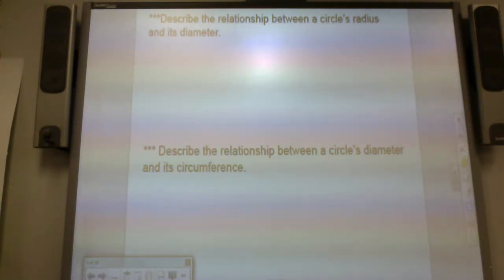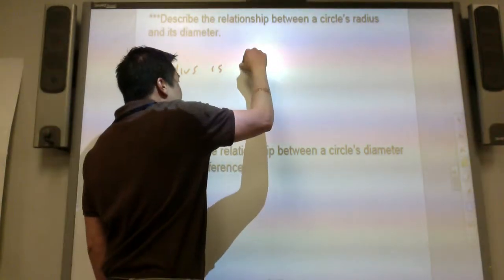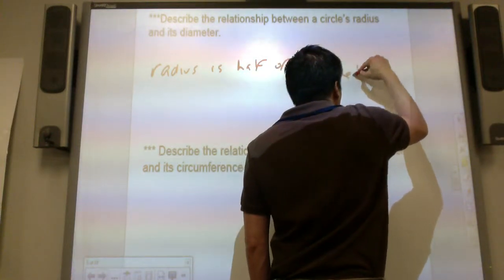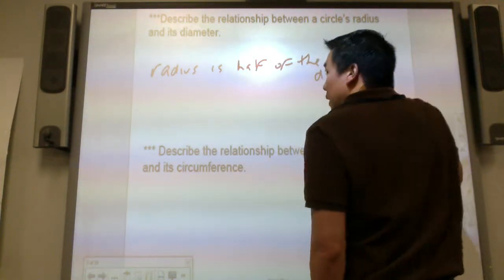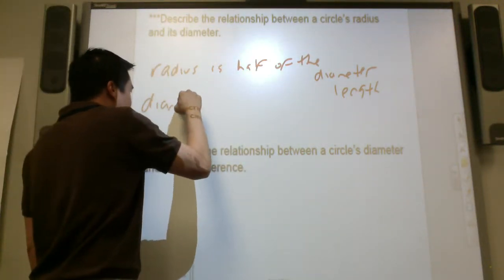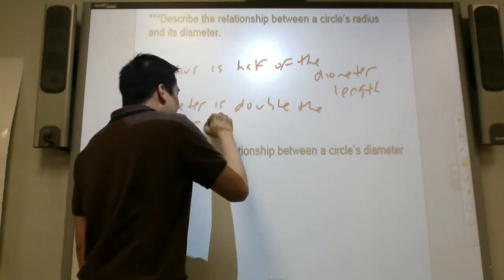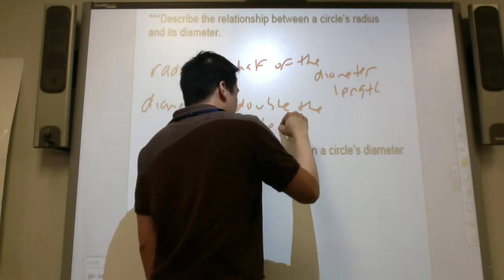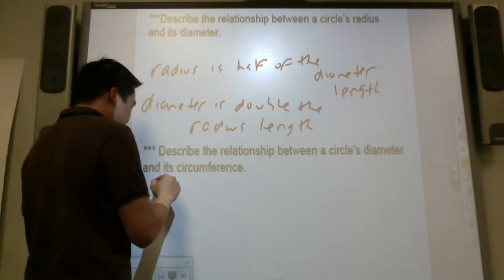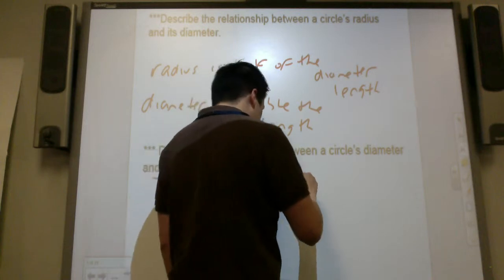So describe the relationship between a circle's radius and diameter. A radius is half of the diameter length, or you could say a diameter is double the radius length. Describe the relationship between a circle's diameter and circumference: the circumference is triple the diameter.